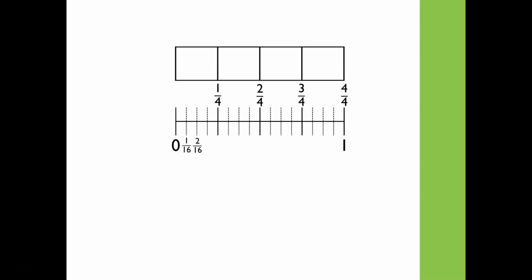1/16, 2/16, 3/16, 4/16. Notice that 4/16 is equal to 1/4. If we shade a second quarter on our bar model, I can show that this is actually equivalent to 8/16. Pause the video and have a think. What is 3/4 equivalent to on the number line? Did you see that 3/4 is actually equivalent to 12/16?